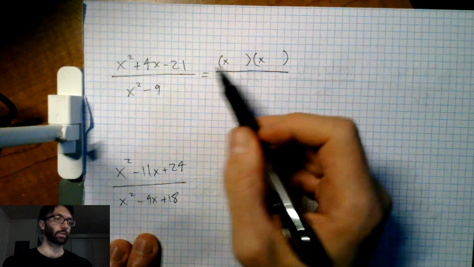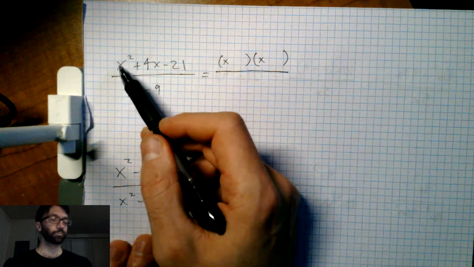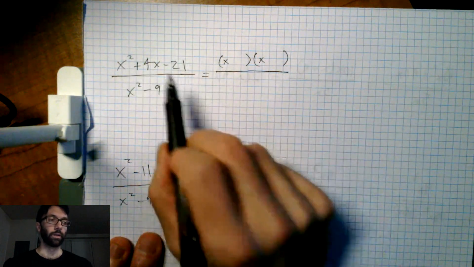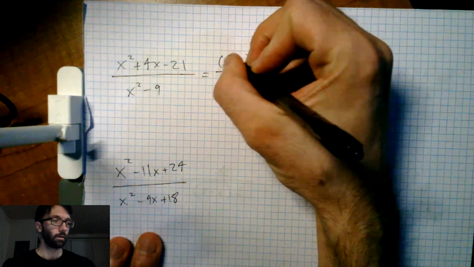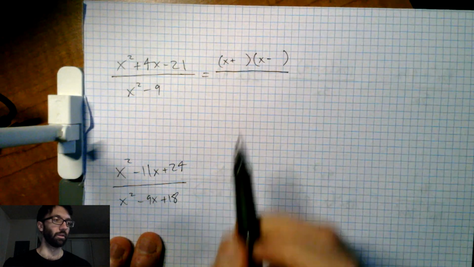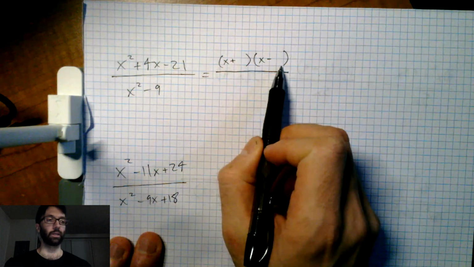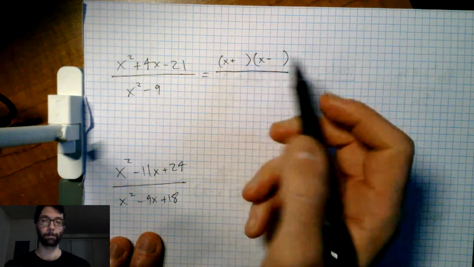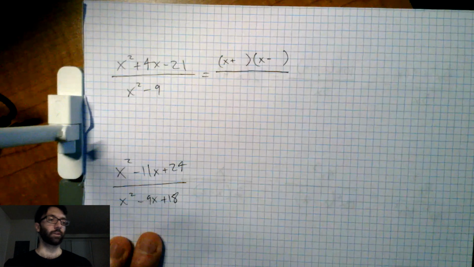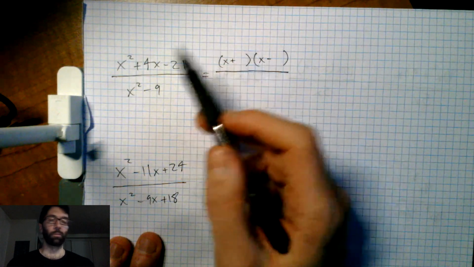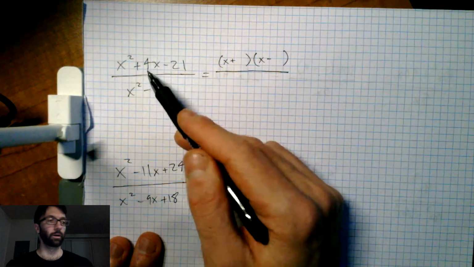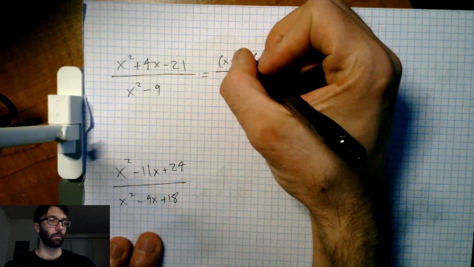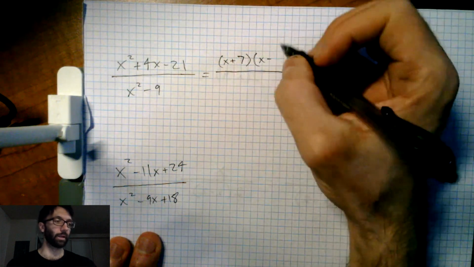So I know I need an x times an x to give me my x squared. And now I know I need one of each sign because I need this number times this number to equal a negative number, and the only way to do that is if I have one of each sign. And then I need the factors of 21 that will combine to a positive 4, so that's going to end up being a positive 7 and a negative 3.